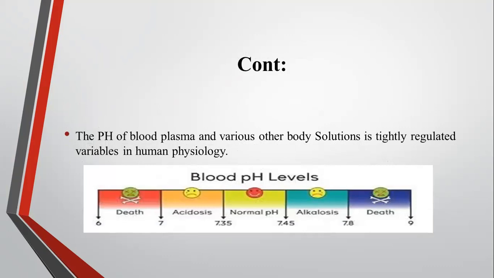The pH of blood plasma and various other body solutions is a tightly regulated variable in human physiology. As we see in the picture, if the pH level in blood decreases, then a person can die. If it increases, then also a person can die.